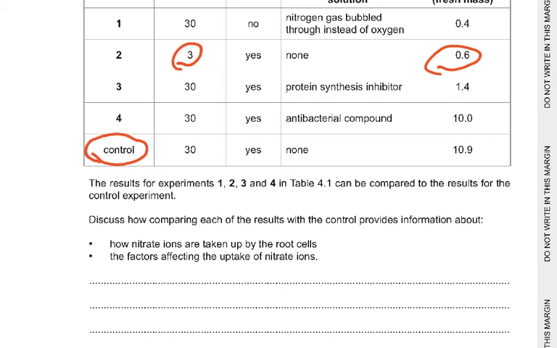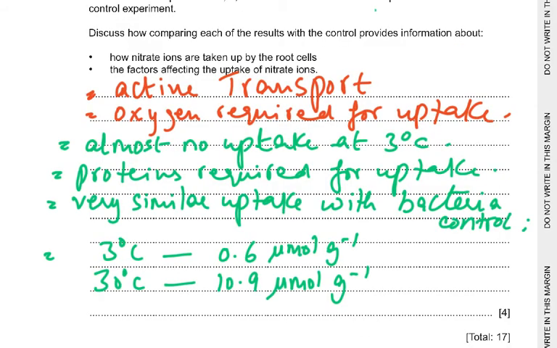Marking point 2 is almost no uptake in low temperature, or you could have said uptake higher at 30 degrees in control. In the control, the temperature was 30 and the uptake was 10.9, and here it was 0.6 at very low temperature. So active transport, oxygen required for uptake, almost no uptake at 3 degrees Celsius, proteins required for uptake, very similar uptake with bacterial control. And then if you give me the figures for 3 degrees and 30 degrees Celsius.